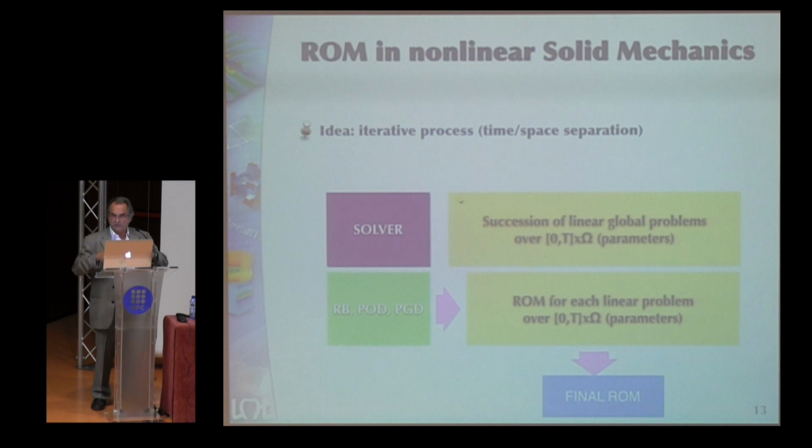The idea that we follow is very simple. So we would like to introduce an iterative process in such a way that the problems that we want to solve become a succession of linear global problems over the time-space domain. And this linear global problem could depend on parameters. Okay, so after that, for each linear problem, we define a reduced order model using one of these techniques. And the final stage is to put all these ROMs together in order to have the final ROM.